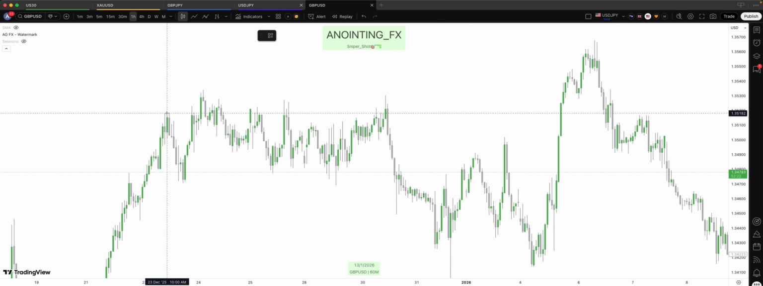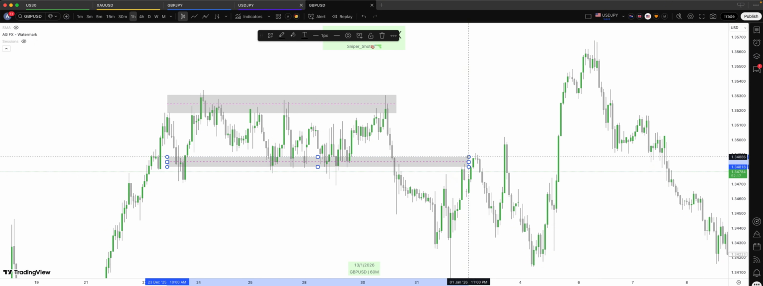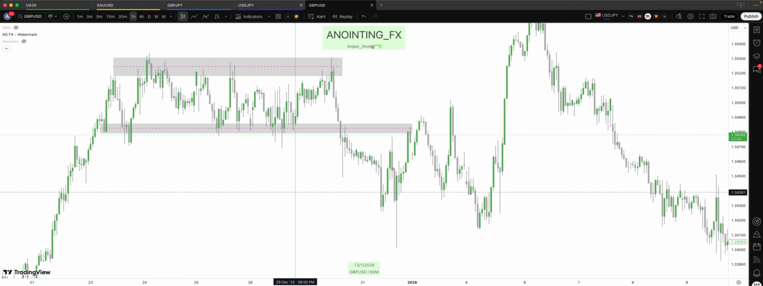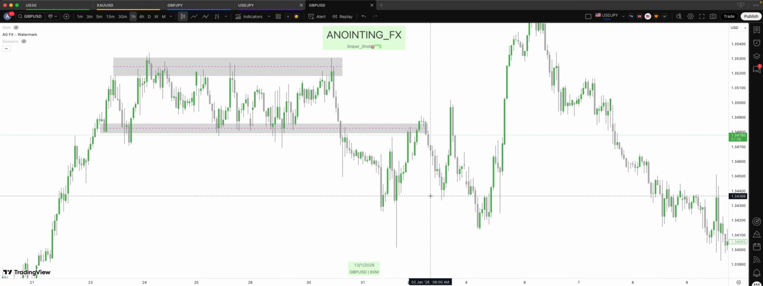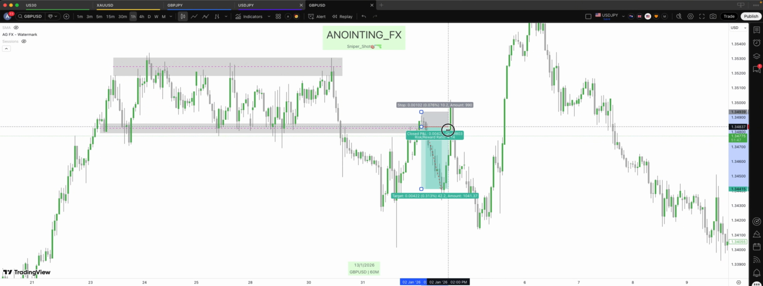So all you have to do is to mark your resistance and then mark your support level. And after you have marked your support level, you wait for price to break above or below. So let's see what happened. Price broke below it and it went to retest it and then it dropped. So at the retest, that is where you look for your entry and then you sell. And when selling, don't forget that you always put your stop loss above your trade to protect your capital.